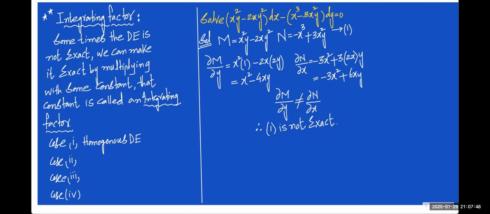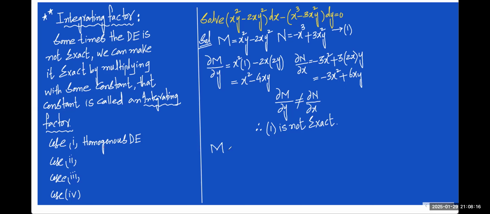Are you getting my point? Look at that. 2 plus 1 is 3, 1 plus 2 is 3, here 3, here 3. So it means our given differential equation is not exact. It is homogeneous. This is case number 1, homogeneous. We have 4 different cases. Today we are going to talk about homogeneous differential equation. In the homogeneous case, what to do?